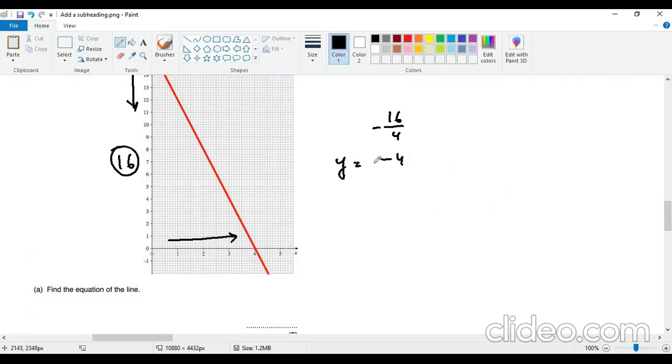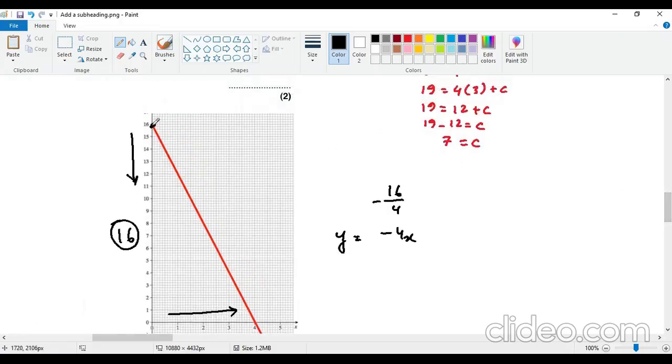So y equals 4x, and since the y-intercept is positive 16, that is going to be your y-intercept, and your equation is plus 16. Minus 4x plus 16 is going to be your equation.